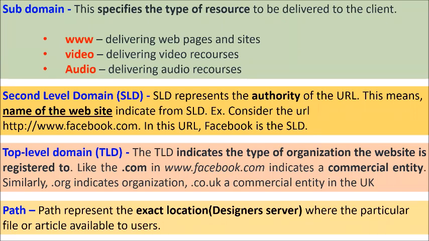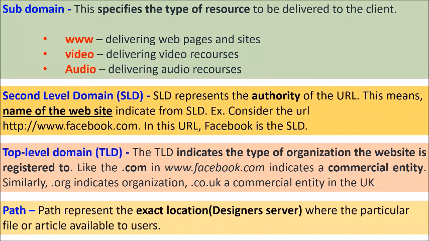The second one together is known as the host name. This host name contains three parts: subdomain, second level domain, and top level domain. Subdomain specifies the resources, what kind of resources you are going to deliver. It may be www. Here the www stands for World Wide Web. That's the type of resource you are going to deliver, www. Or you can deliver audios or videos, right? That's the thing you want to include under subdomain.